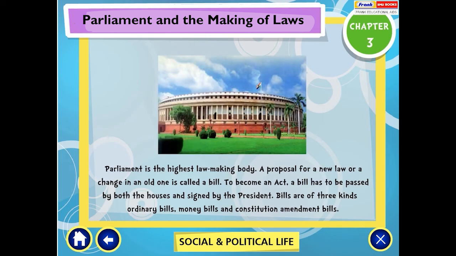Parliament is the highest law-making body. A proposal for a new law or a change in an old one is called a bill. To become an act, a bill has to be passed by both the houses and signed by the President. Bills are of 3 kinds: ordinary bills, money bills, and constitution amendment bills.